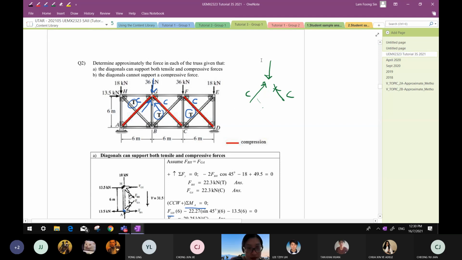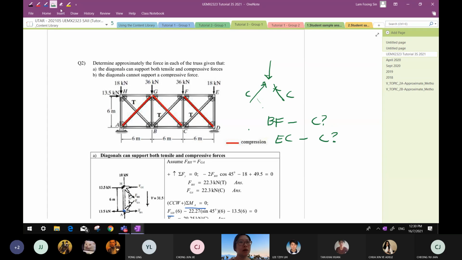Does that answer your question for Q2? Why can't we put BF and EC as compression? Oh, okay, this one, BF? Can, no problem. You decide BF is compression. Can EC be in compression? Remember, one compression, one tension. So if I decide already this to be compression, this will be tension. If you don't like this, you can do it the other way, and the answer will come out the same. No problem, it's just an assumption.